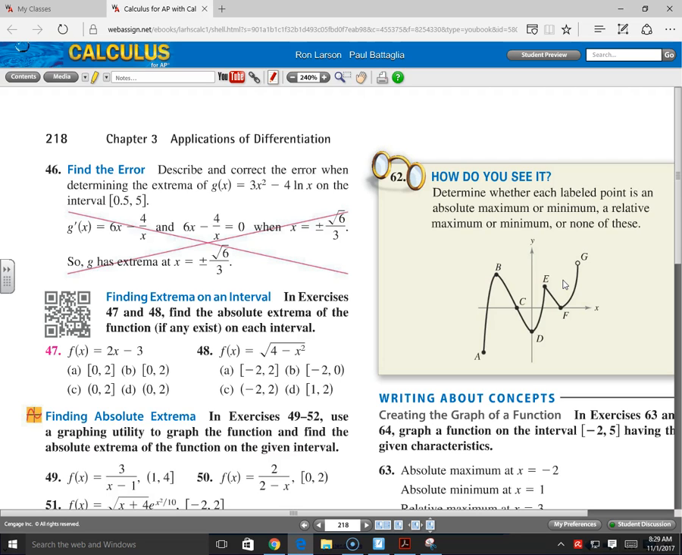62. So G obviously is none, but E can be a local max and F can be a local min, even though they're sharp points. Yes, because of critical numbers, the definition: F prime is 0 or undefined. Yeah, good. Number 19, let's go peek at it.